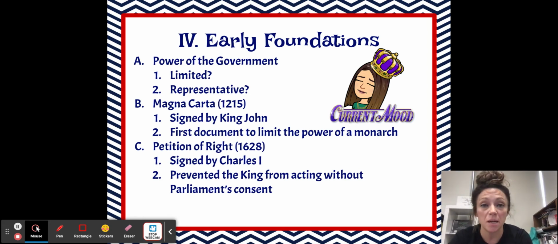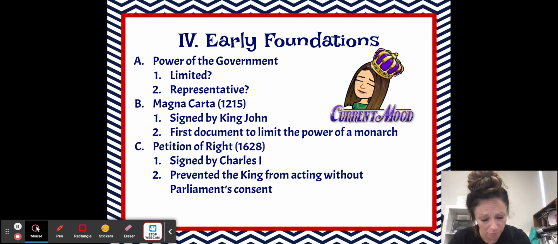So some previous examples that our founding fathers looked to whenever we were creating our government. We looked to this thing called the Magna Carta. And the Magna Carta was signed in 1215, okay, so it's super duper old. And it was signed by King John of Great Britain, okay? Now, prior to this document, England really functioned as an absolute monarch, okay? So King John was able to do whatever he wanted. He had very limited constraints, okay?